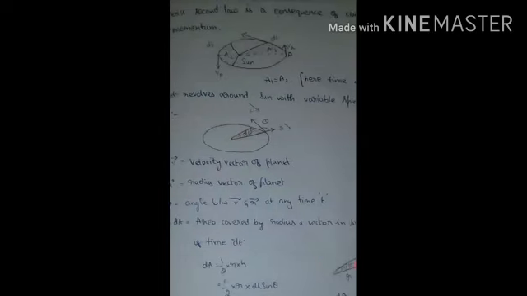Then Kepler's second law is a consequence of conservation of angular momentum. Here A1 is equal to A2 in this diagram. Here the time intervals are the same. Planets revolve around the Sun with variable speed.